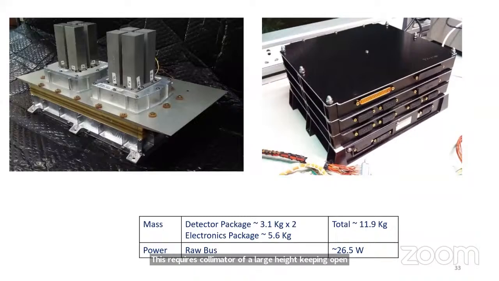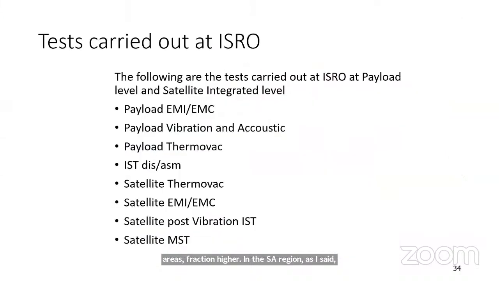In the SAA region, as I said, POLIX high voltage will be ramped down, but in the case of EXPECT, it will be powered off in that duration.